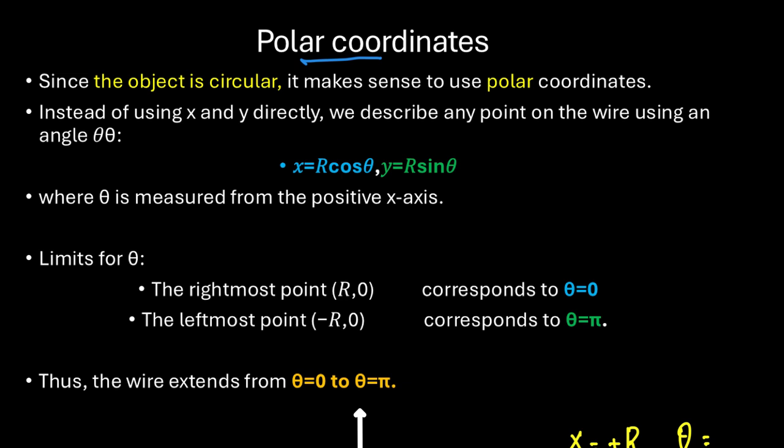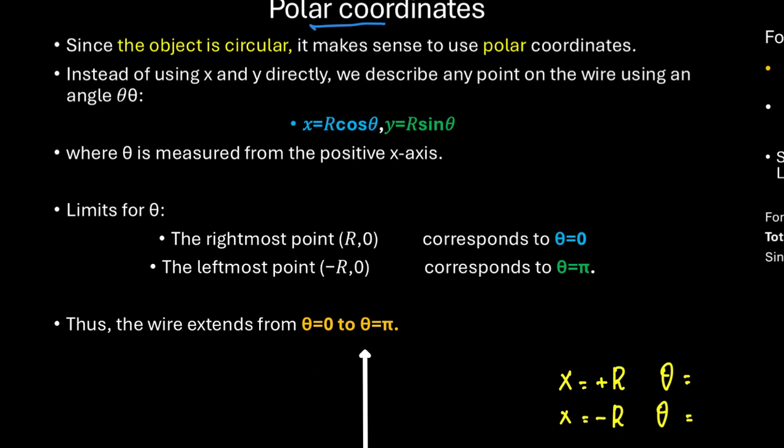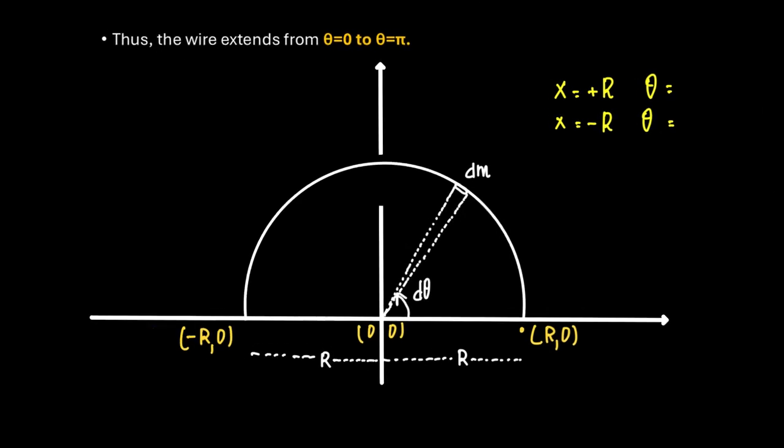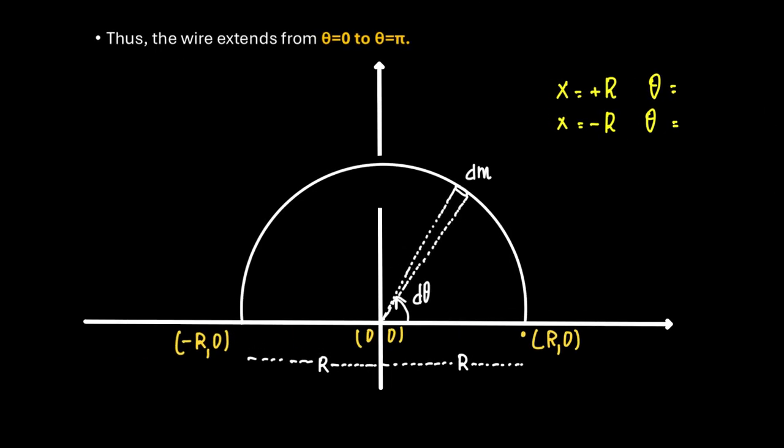Now, if we have x is equal to r cos theta and y is equal to r sin theta, what are the limits of theta? Something very important to understand. The rightmost point is r comma 0, which corresponds to theta is equal to 0, and minus r comma 0 corresponds to theta is equal to pi. Yes, I do understand you may have a doubt here. We will visualize it. Things will become crystal clear to you.